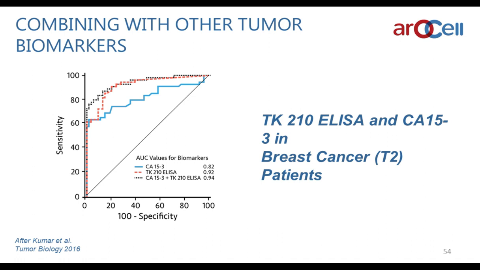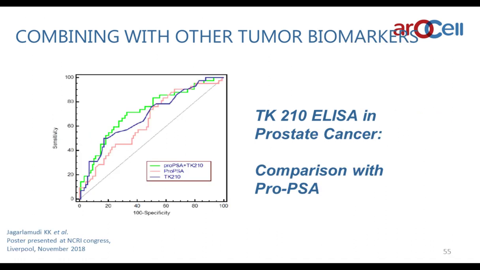Here's a study where they looked at CA15-3 in breast cancer, and you can see the blue line, which is CA15-3, and the red line, which is the TK210, and then if you combine them, you get the black line, where you have even better performance. So this is a good point, because when you combine an indication of mass, such as CA15-3, with an indication of proliferation, such as TK1, you get a better result.